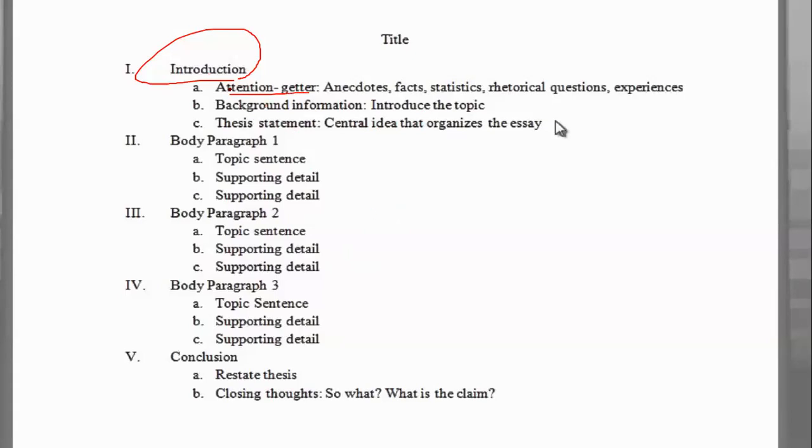These are the ideas related to the introductory paragraph. Then this is body paragraph number 1. The topic sentence, supporting detail, we write all the points which we'll be explaining in the essay. Then body paragraph number 2, then body paragraph number 3, and at the end, conclusion.